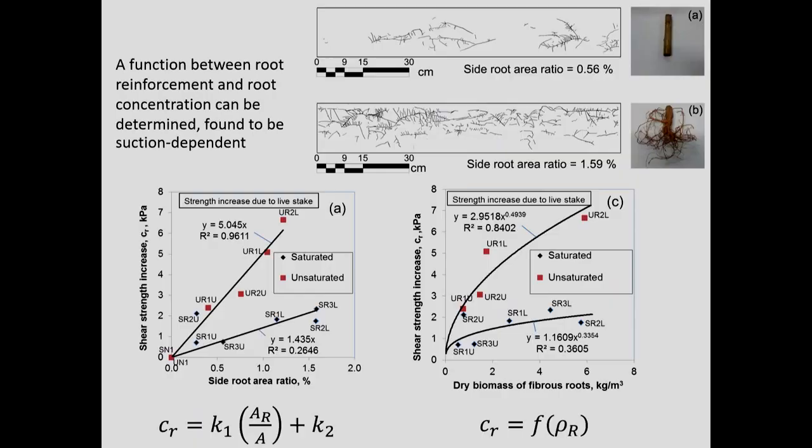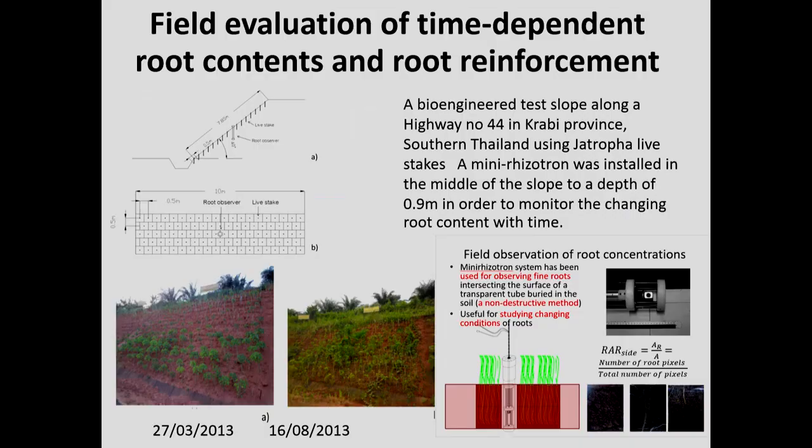This is the result that we found. Now we can quantify the root cohesion of the plants at different root contents. We can quantify the root content in various ways. Firstly, there is the root area ratio on the sides, and another one is the root content. But root content can be quantified in a destructive way only. So we make use of the root area ratio, or RAR, and we find that the distribution function is also suction dependent, so it depends on the moisture condition.